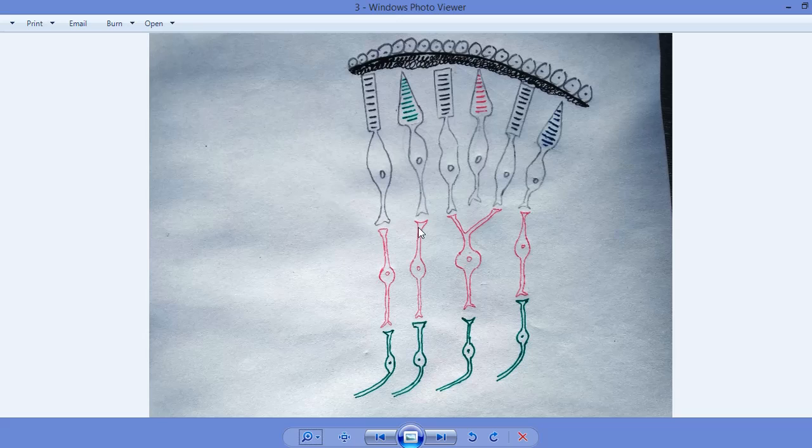These two types of layer, the bipolar layer and the ganglion layer, are not responsible for the reception of light, or for the reception of the reflection of the image. The reflection of the image will fall on the rods and cones, and rods and cones are responsible for the vision. So the light will go all the way towards the rods and cones.